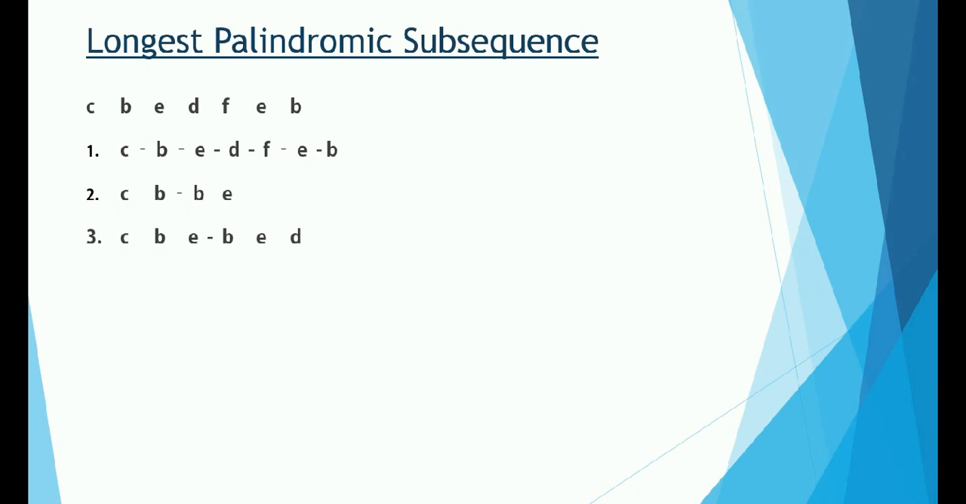Now, CBE and BED are also subproblems of length 3. Similarly, we have CBED, BEDF, EDFE and DFEB as subproblems of length 4. So what I am thinking right now is that there is some driving force which we are going to take into account, using which we are going to progress with our solution. What is that going to be?